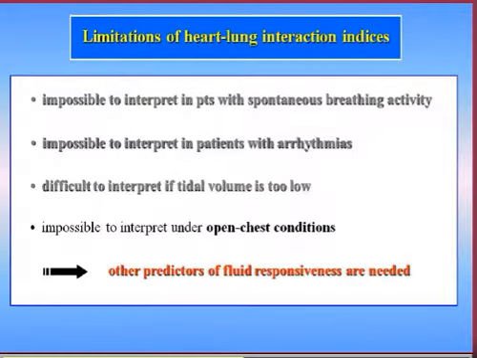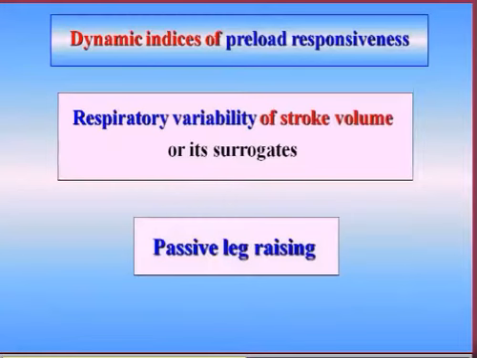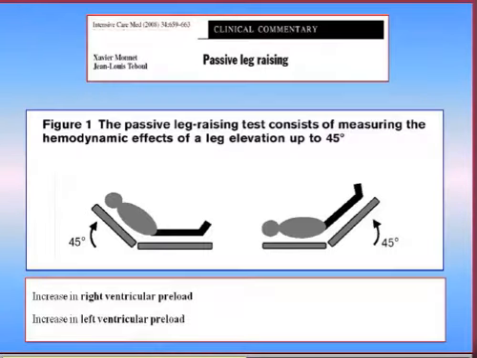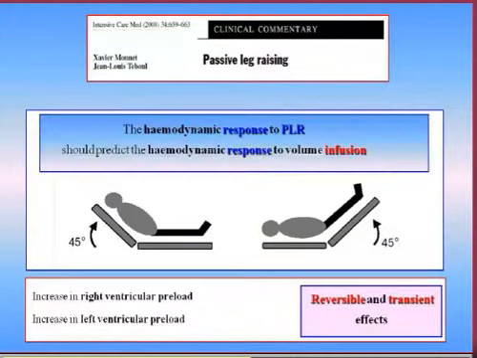And also, it is impossible to interpret these indices under open chest conditions. It is obvious. And so, in these cases, we need some other indices. For example, passive leg raising. You know this maneuver. It consists of measuring the hemodynamic effect of leg elevation up to 45 degrees, starting from a semi-recumbent position. And this will produce a venous blood shift from the peripheral compartment to the central compartment. And the effects are reversible and transient.